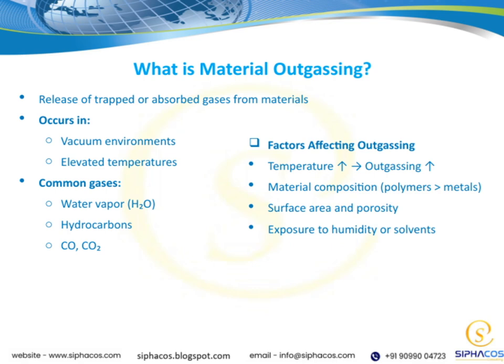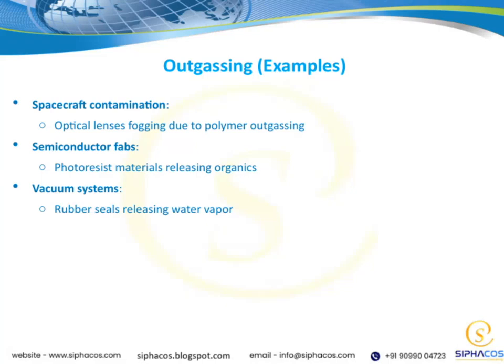It's the process where gases that are trapped or absorbed inside a material are released over time. This is especially critical in certain environments, like vacuum chambers, or when materials are subjected to high temperatures. Common gases involved include water vapor, which is H2O, hydrocarbons, and gases like carbon monoxide and carbon dioxide. These gases can impact the performance and cleanliness of sensitive systems, making it essential to understand and control outgassing in our designs. Let's take a closer look at some examples of outgassing in different environments.